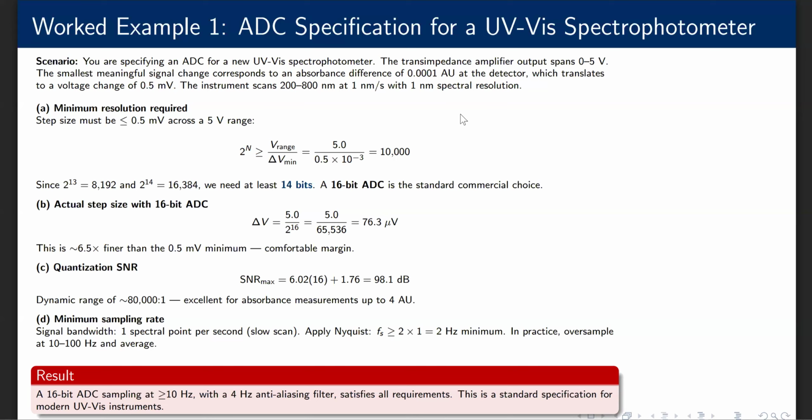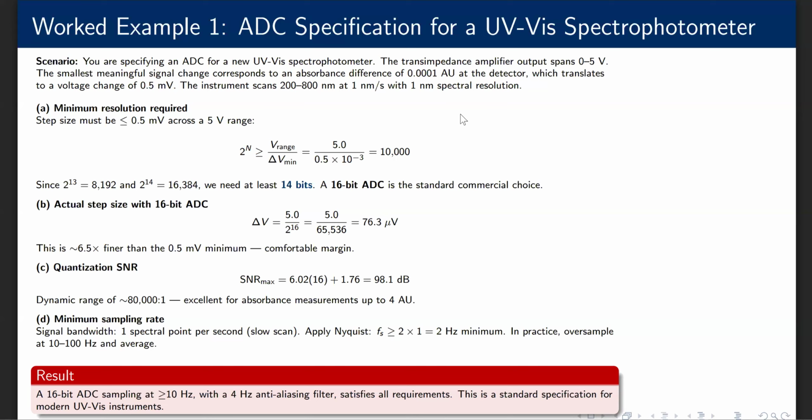That means 2 to the n must be at least 5 divided by 0.5 millivolts, which equals 10,000. Since 2 to the 13 is 8,192 and 2 to the 14 is 16,384, we're going to need at least 14 bits. The nearest standard choice is 16-bit. Okay, so that gives us the first part.